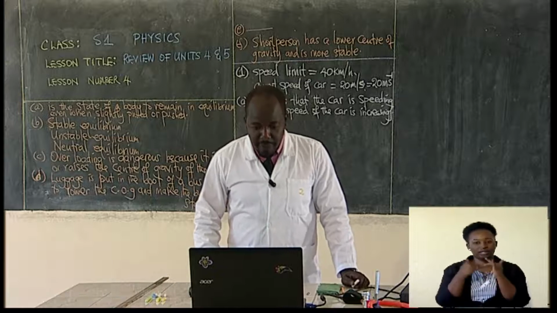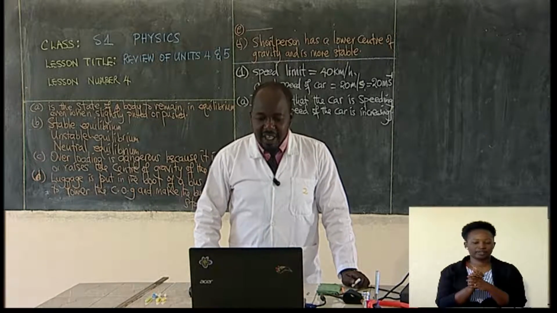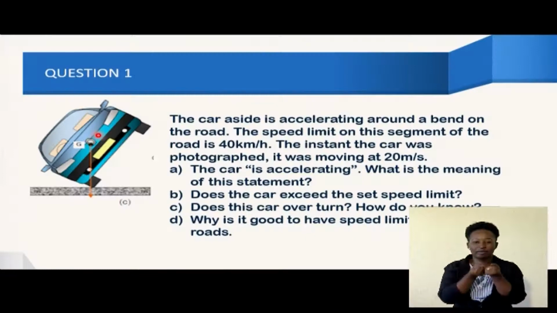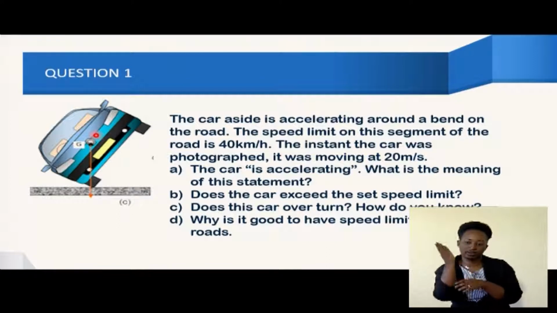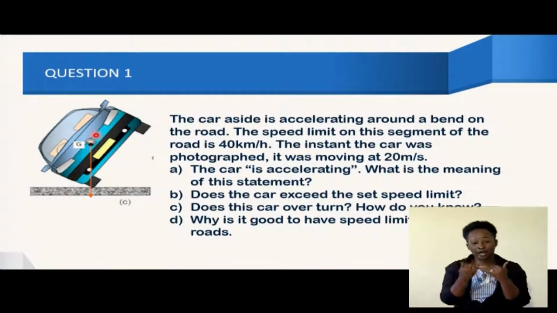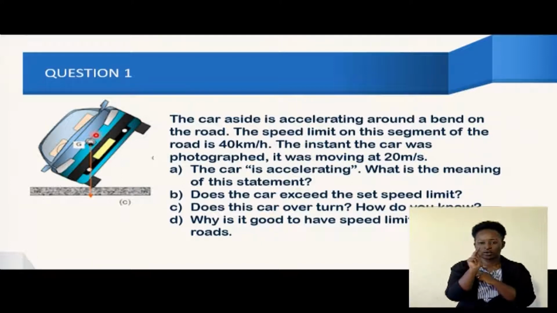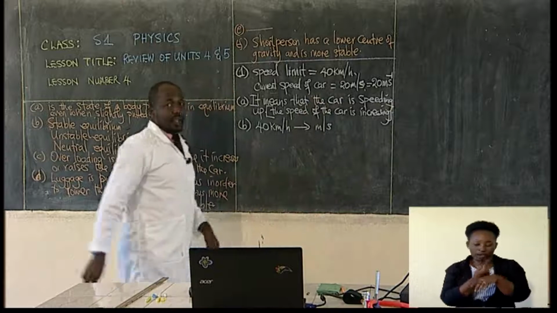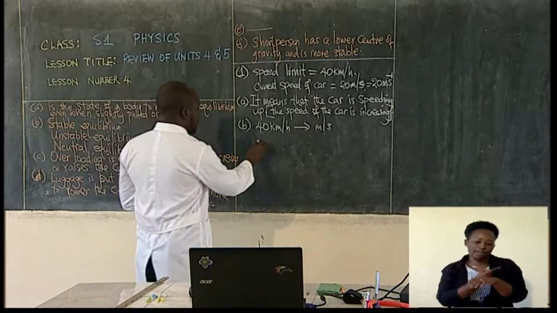Let's go to B. Does the car exceed the set speed limit? Of course, if this person who is driving, the driver, keeps on increasing the speed of the car, he might exceed the speed limit. But now let us see whether he has exceeded the speed limit. Remember, the speed limit is 40 kilometers per hour. But right now he's driving at 20 meters per second. So we need to change 40 kilometers per hour into meters per second. That's what we need to do. So let us see how we change that.